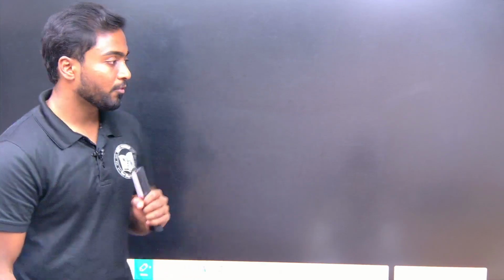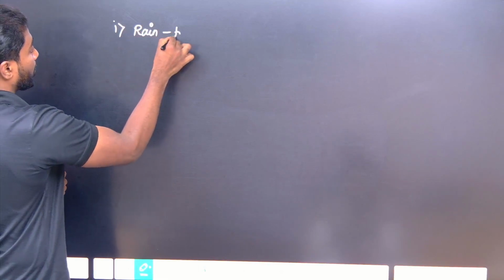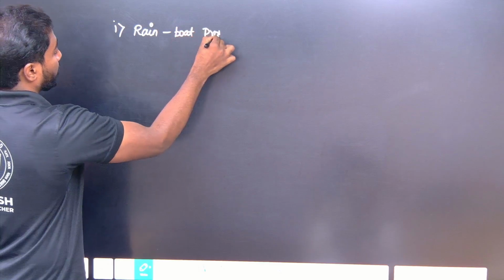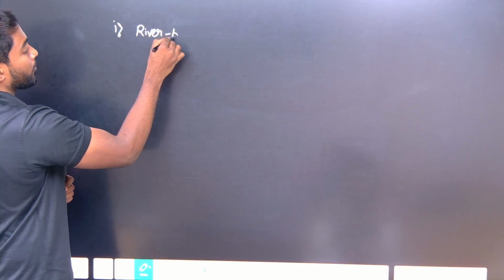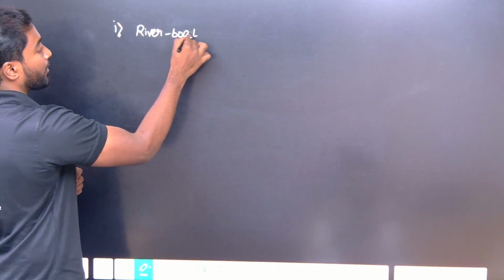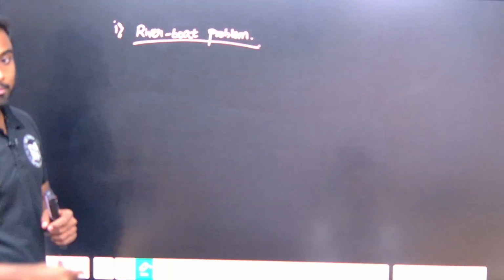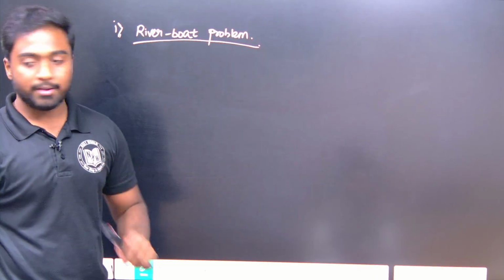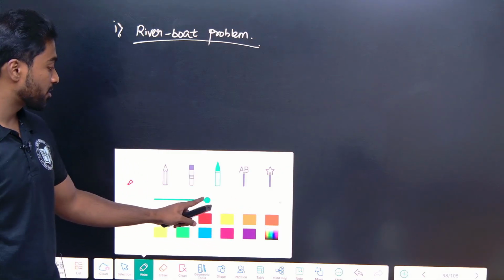Now we are going to see the main thing here. One is the river boat problem and one more is the rain man problem. This is the important thing in relative motion. First one, the river boat problem. Sorry, it is not rain boat, it is river boat. Under this river boat problem there are two cases: one is shortest distance and one is shortest time.